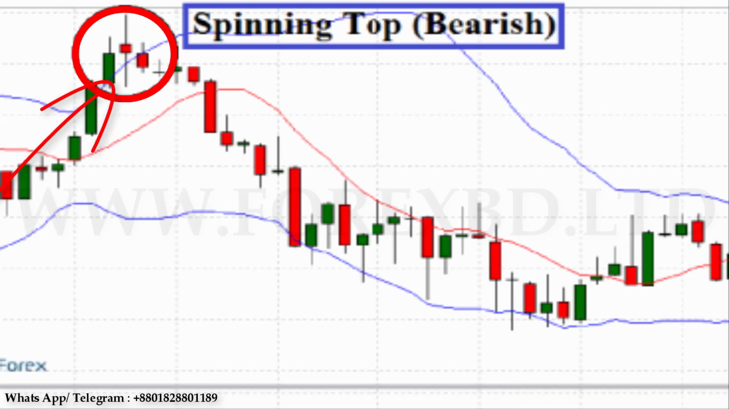Spinning top can be bullish or bearish. Often it's seen at the top of the uptrend market. Then it gives a bullish reversal signal if there is a strong bearish candle after that.